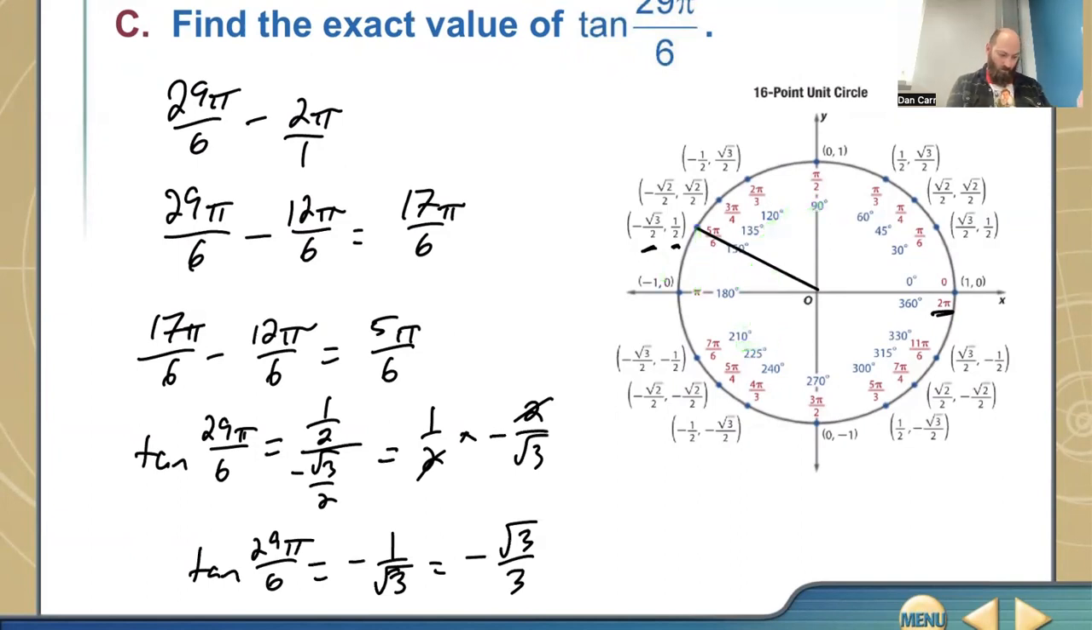Or, sorry, 5 pi over 6. So root 3 over 2. Hold on one second here. Sorry about that. I got mixed up with my cosines there.